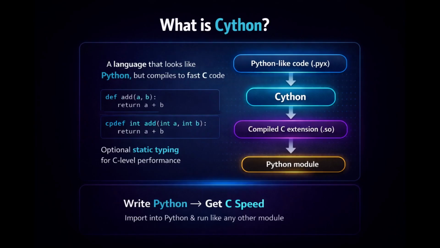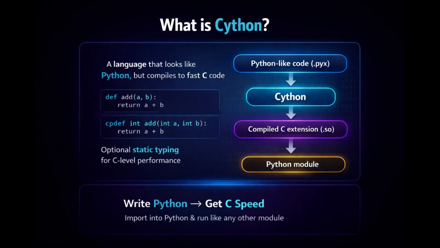Alright, before we start coding, let's answer one simple question. What exactly is Cython? Cython is a language that looks almost exactly like Python, but it allows you to add optional type annotations that get compiled into optimized C code. So instead of running your function inside Python's interpreter, Cython turns it into a real C function behind the scenes, which usually runs much faster. The best part is that you don't need to rewrite your program in C. You write normal Python, add a few types like int or double, and Cython does the rest.